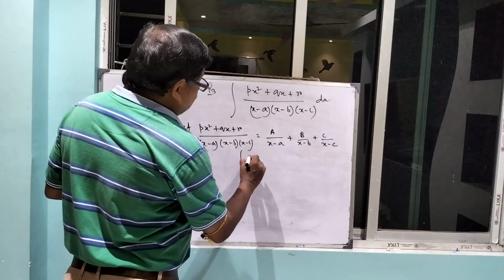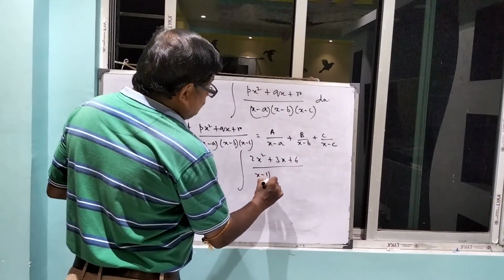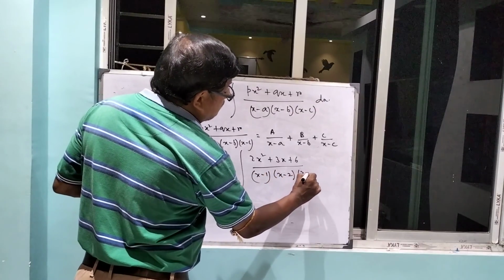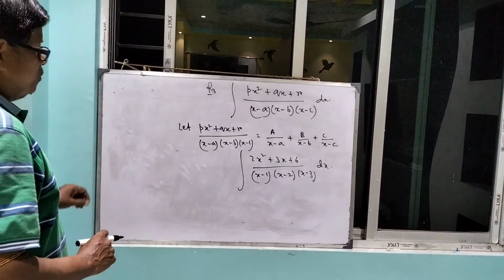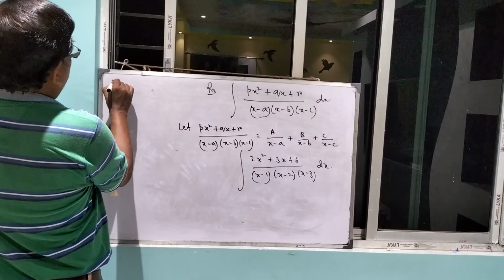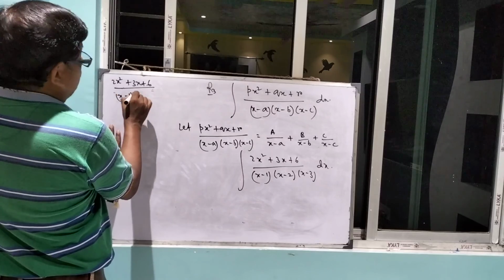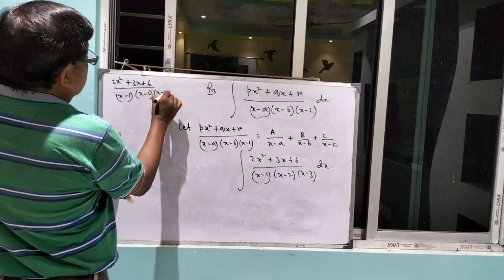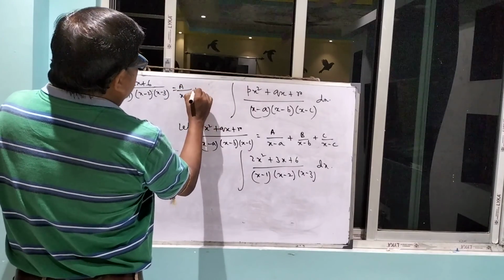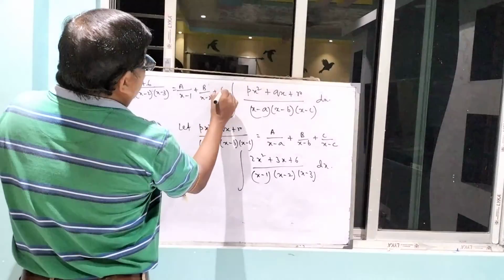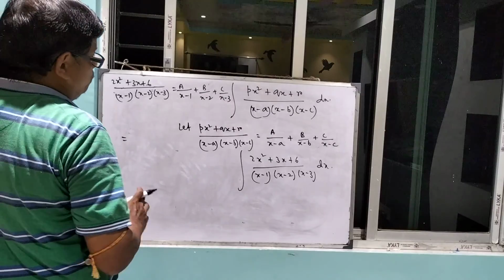Suppose this one: 2x square plus 3x plus 6 by x minus 1, x minus 2, x minus 3, dx. This is given. Okay, now write this part as 2x square plus 3x plus 6 by x minus 1, x minus 2, x minus 3 equal to a by x minus 1, plus b by x minus 2, plus c by x minus 3. Now you can add this part.